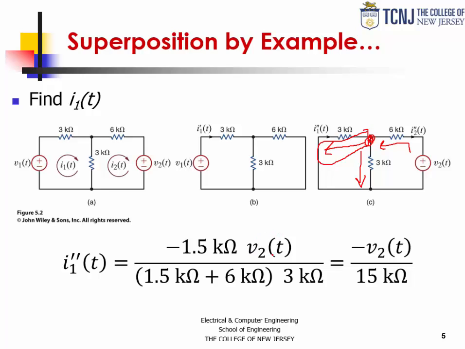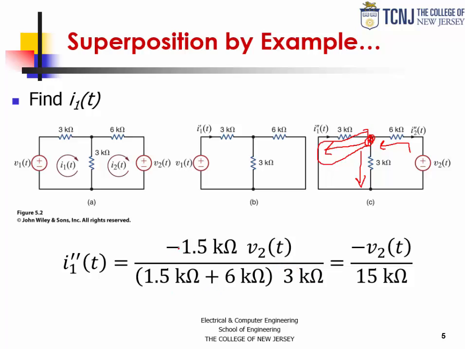So here's what we're doing. We have V2 times the parallel combination of the two 3k ohm resistors. Whenever we have two resistors in parallel and they have the same resistance, the parallel combination is half the resistance. So we have 1.5k divided by the sum of the parallel combination and the 6k. That gives me the voltage division, divided by the 3k resistor, which will give me the current.